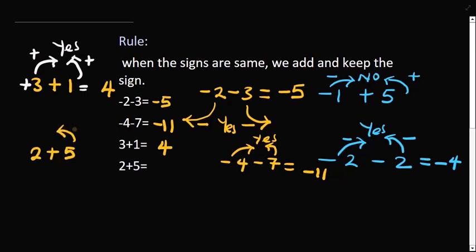The sign of 5 here is positive, and it's clear to see. The sign of 2 here is also positive. The rule says we add them and keep the sign. 2 plus 5 is 7. We keep the sign positive. We don't need to write that, so we just have 7. Having said that, you've learned the first rule, and that's amazing.